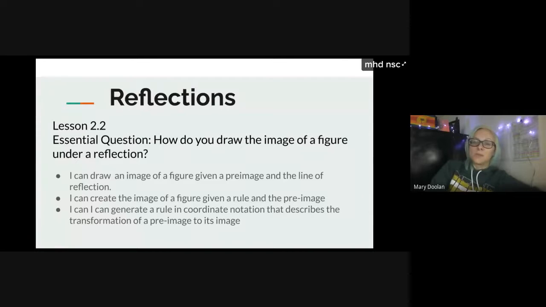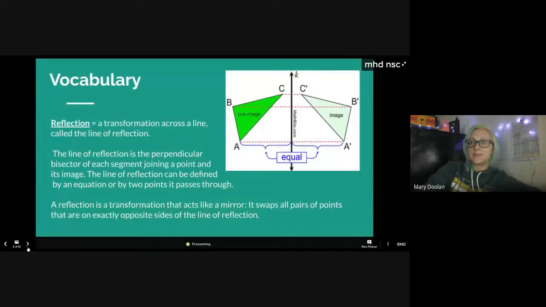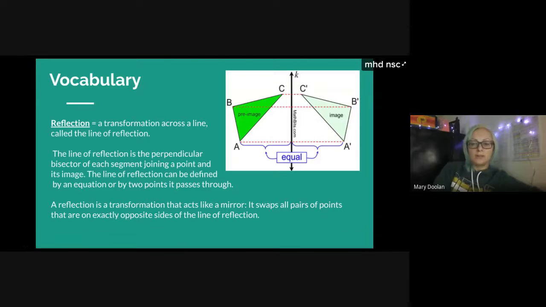I can generate a rule in coordinate notation that describes the transformation of a pre-image to its image. The vocabulary that we need for this lesson is basically reflection. If you think about a mirror, your mirror image, it's kind of the same thing. It's a transformation across a line called the line of reflection.